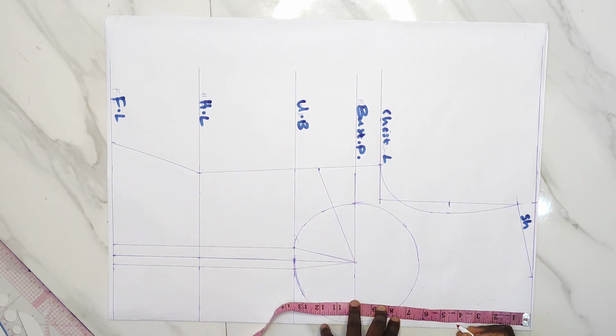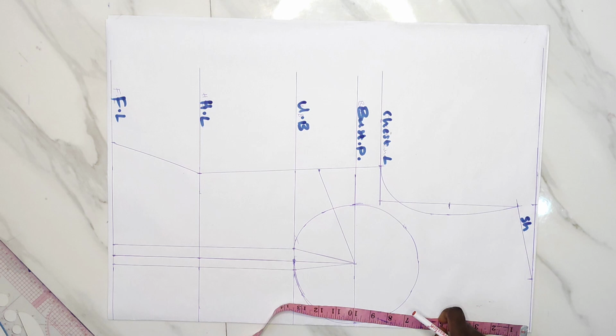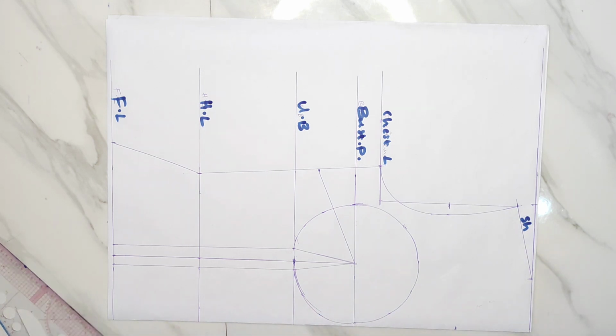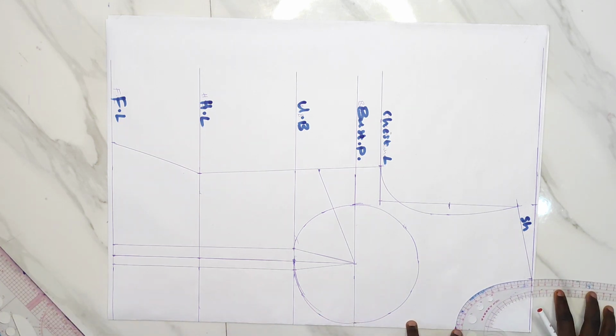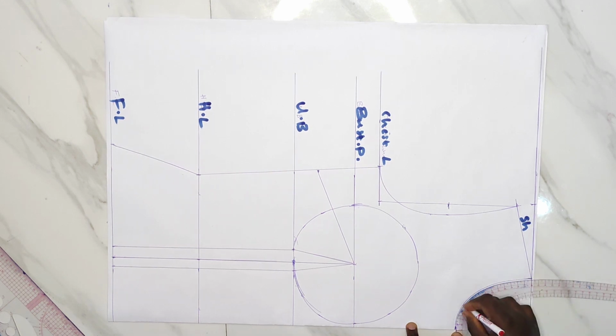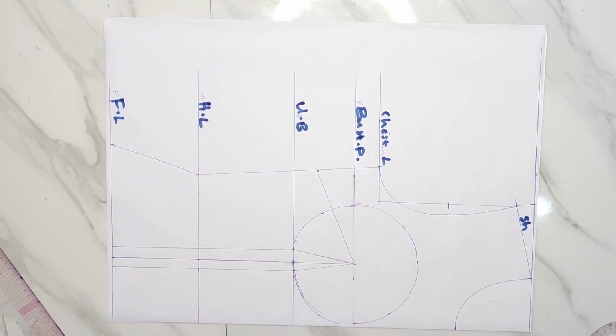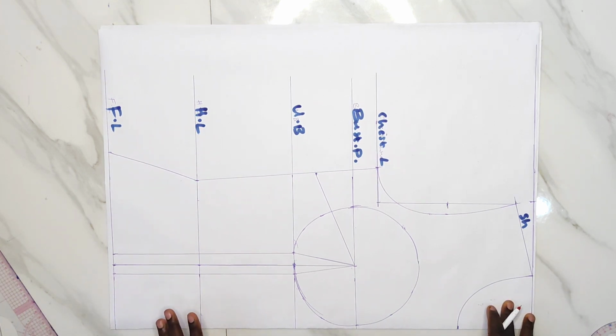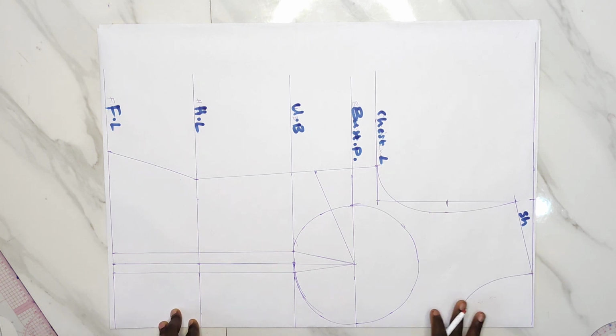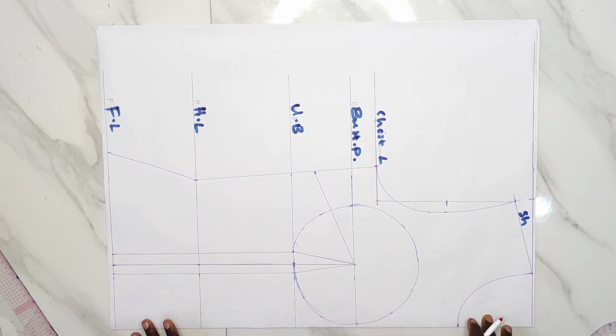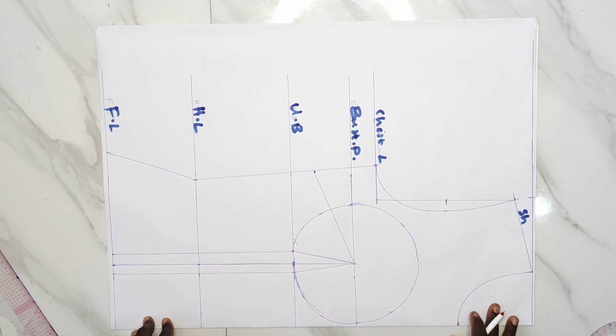So I'll go ahead to draft out my neck depth of 4 inches and then I'll connect that to my neck width with my curve driller. So this is all for the front part, and now this is basically how to draft out your full scale basic bodice pattern for your corsets or your bustiers. So now let's go over to the back.